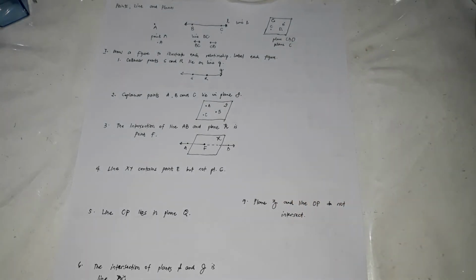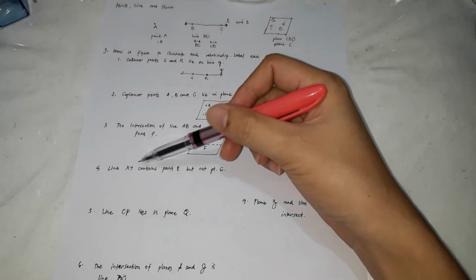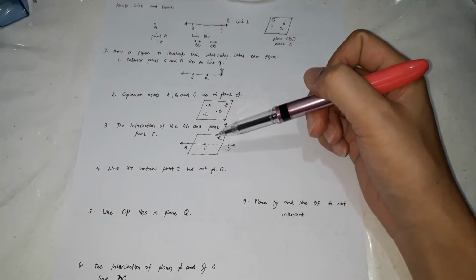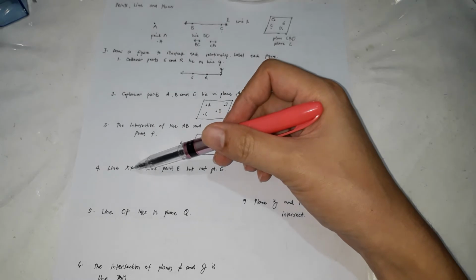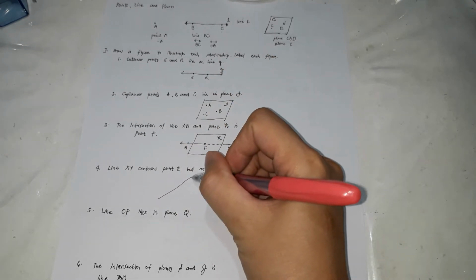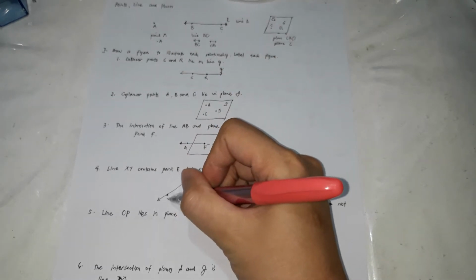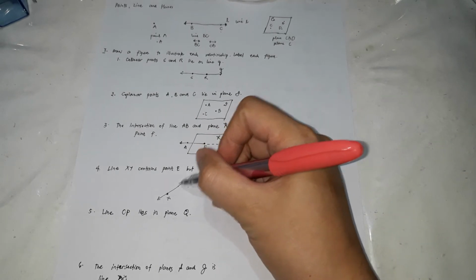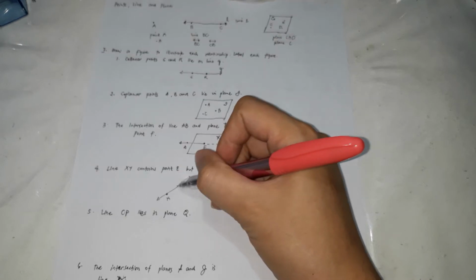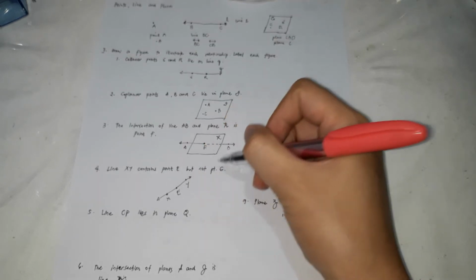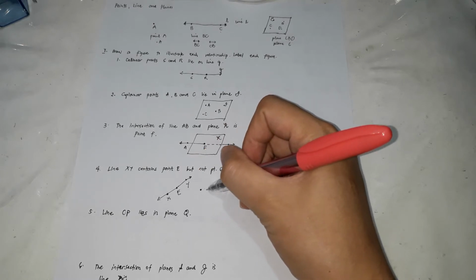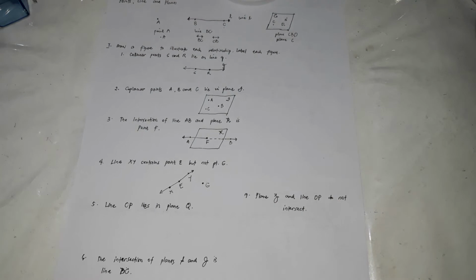Next, line XY contains point E but not point G. So line XY has point E inside it, but not point G. It means point G is not on line XY. We're going to draw line XY first. This is line XY, and it contains point E. It's up to you where you write it, as long as it's on the line. But not point G, which means G is not on the line. So G can be here, not on the line.